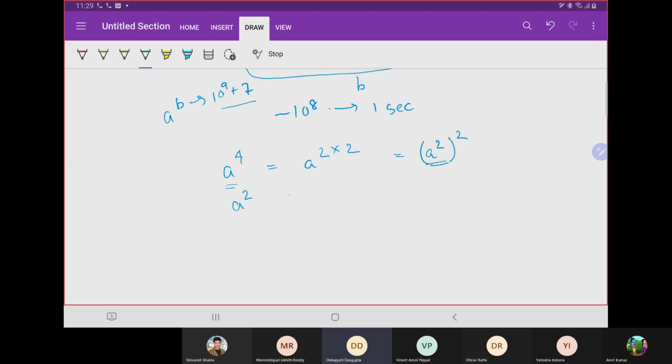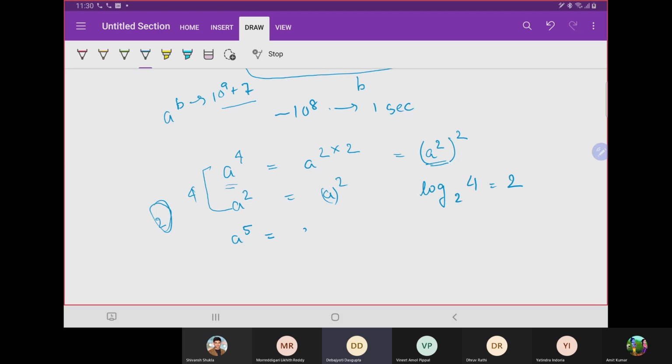Similarly, if I know the value of a, I can compute the value of a power 2 in one step, which is also trivial. So instead of doing this product 4 times, I have reduced it to 2 times. Right, in just 2 steps, I can find a power 4. So I reduced it to log 2 of 4.